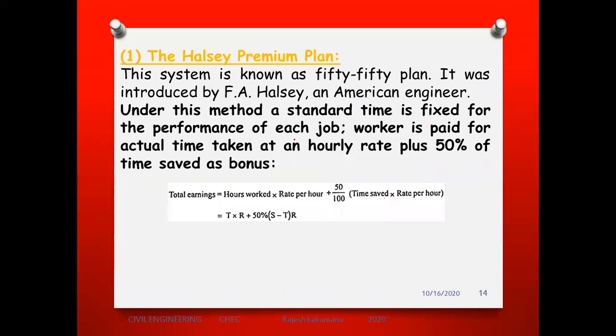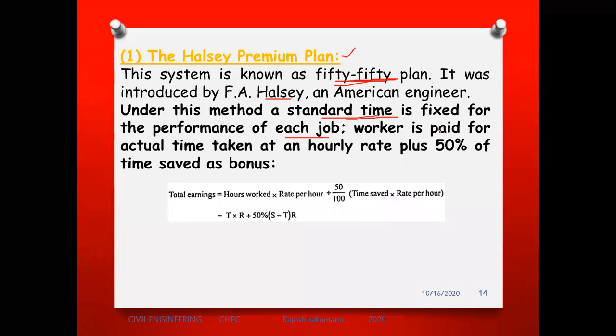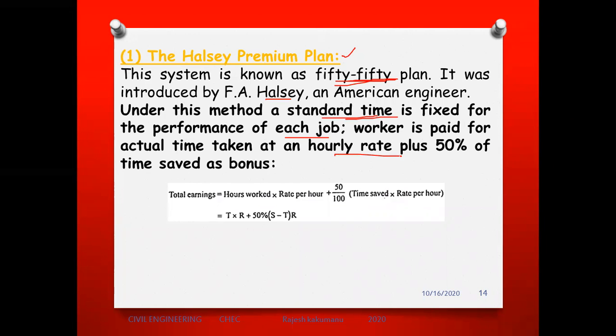Under this we also have Halsey's premium plan. This system is known as the 50-50 plan. It was introduced by F.A. Halsey, an American engineer. Under this method, the standard time is fixed for performance of each job. The worker is paid for actual time taken at an hourly rate plus 50% of time saved as bonus. That's why we call it a 50-50 plan.